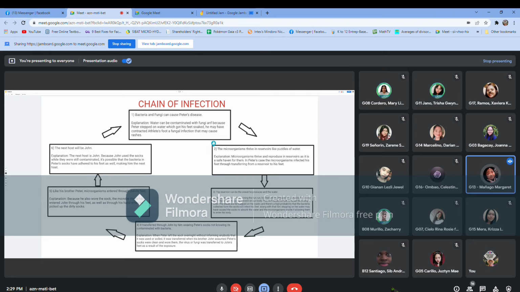The reservoir can be the sweat he produces and the water. Due to Peter joining the fun run, his feet will be trapped by his socks for a long time. Bacteria is naturally present on our body. This will cause his feet to sweat for a long time. The sweat will be trapped on the socks, and there's a high probability that the bacteria collected from the socks will infect his feet. Along with that, him stepping on the water may have caused the socks to absorb the water and the microorganisms inside it, allowing them to enter his body.